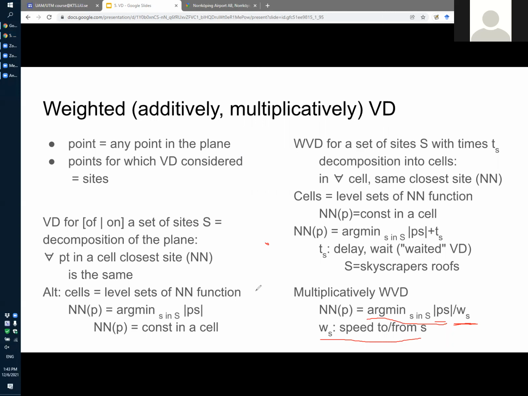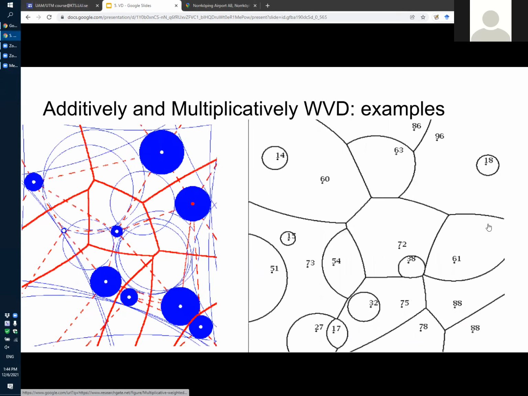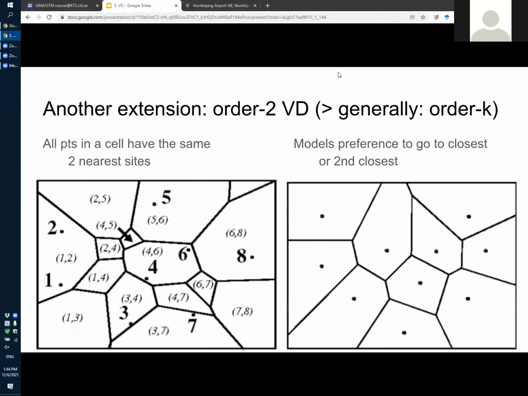So, you have different sites. And for a certain point, you are thinking, well, what should be my closest site? Well, in Euclidean distance, maybe this is the closest site, but maybe the drone from here flies so fast that you would really want to assign this point to this site. Okay, so that's the multiplicatively weighted Voronoi diagram. So these are the definitions, and here are some examples of additively and multiplicatively weighted Voronoi diagrams.